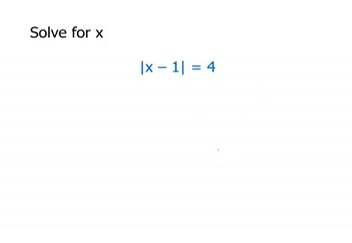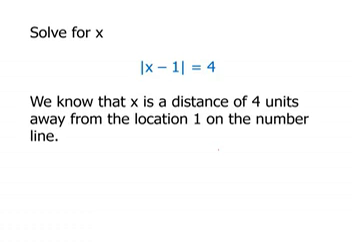Here's an equation. Pause the video and see if you can solve for this equation. Find the values of x in this equation. Okay, so what we're saying is, whatever x is, it is a distance of 4 from the location 1 on the number line. And so we could just find 1 on the number line and then walk a distance of 4 in either direction.